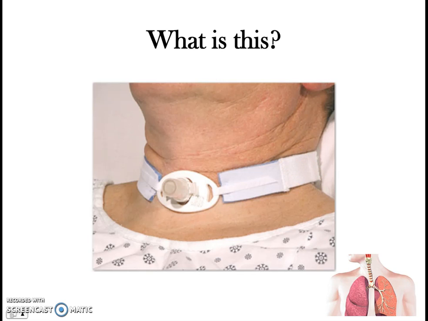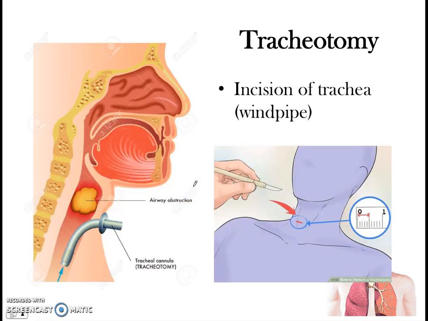No, it is not some sort of collar, and neither is it some sort of necklace. This is a device which helps this man breathe. This tube has been inserted into his windpipe. A procedure called tracheotomy has been carried out, where his windpipe, or the trachea as we will be learning, has been cut open and a tube inserted to help him breathe, possibly because there's some sort of obstruction in his airways.